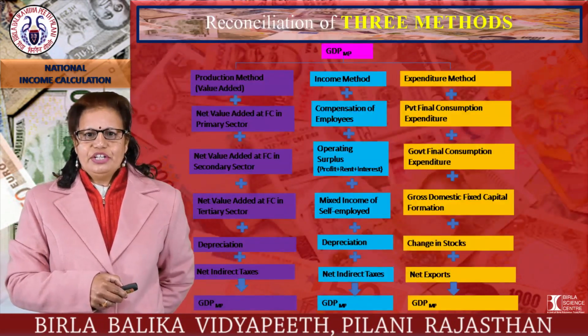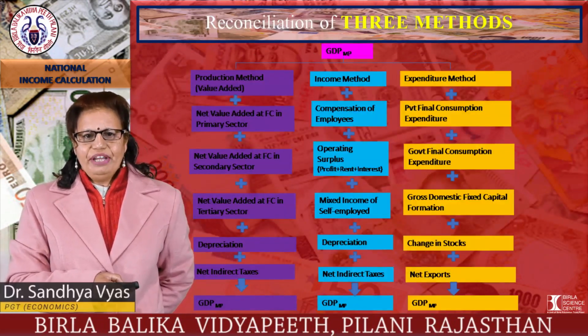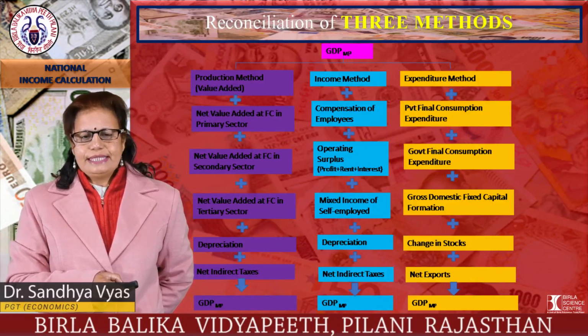Now this is a reconciliation of the three methods that we have already discussed, that is the value-added method, income method, and expenditure method. Thank you.